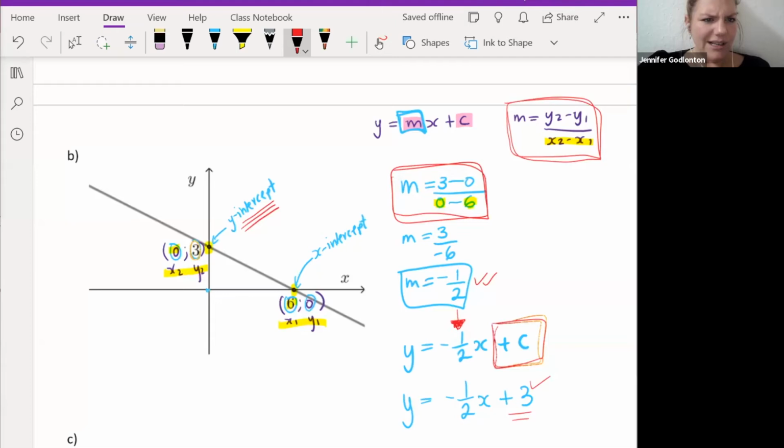Yeah, absolutely, Tracy. You can 100% write y1 minus y2, as long as at the bottom you also write x1 minus x2, then it's fine.